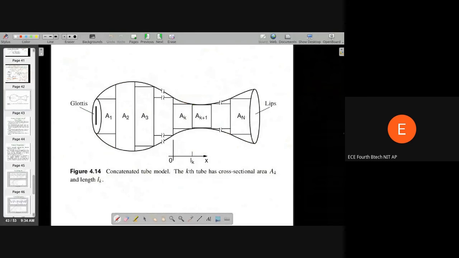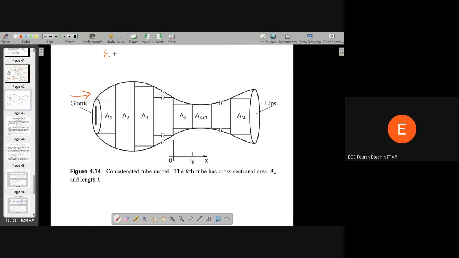So I have talked about how the vocal tract is. At any time, if you take a snapshot and analyze it, you will get your airflow through the glottis, the glottal excitation. The shape varies. At certain points you will have more cross-sectional area, and at certain other points you will have less cross-sectional area.